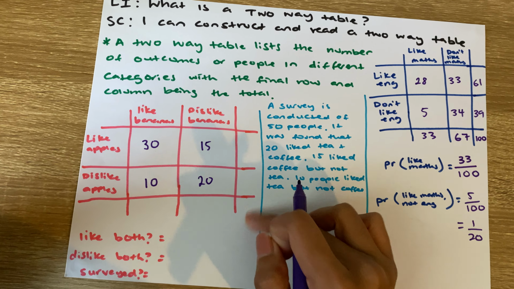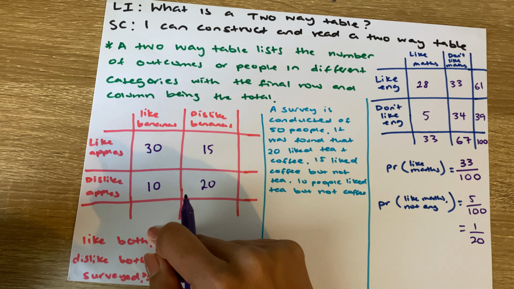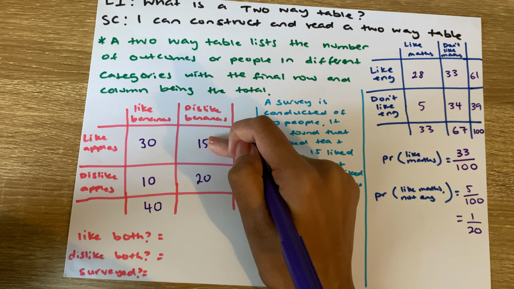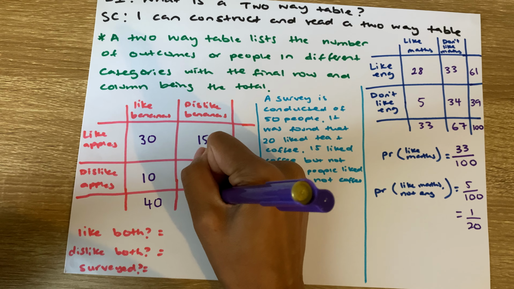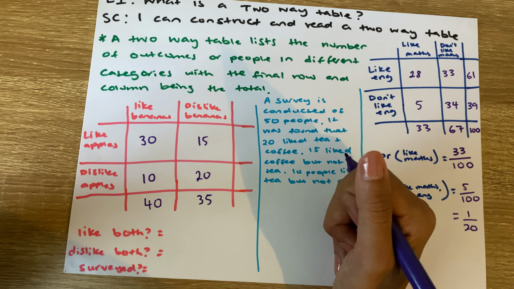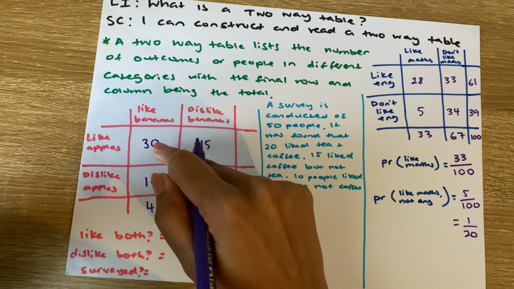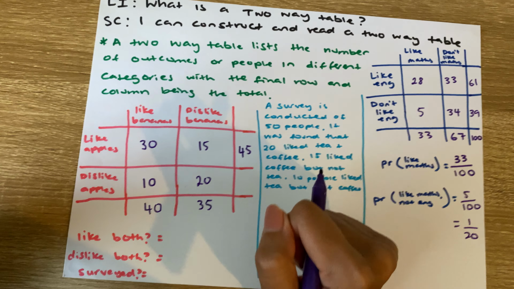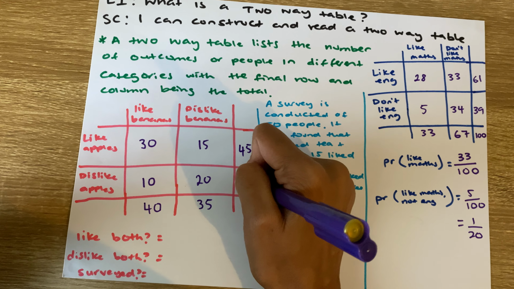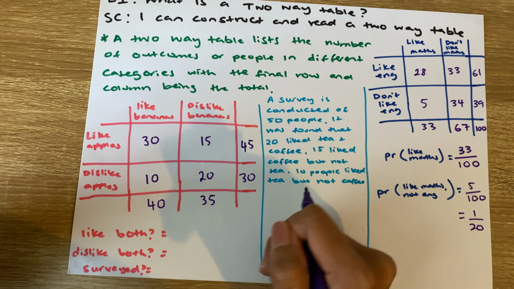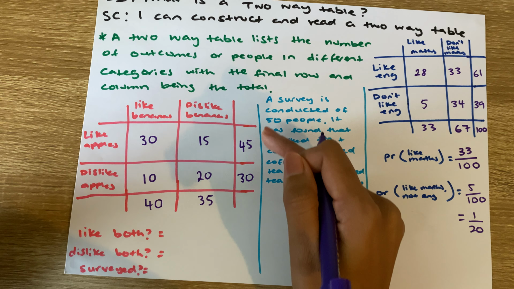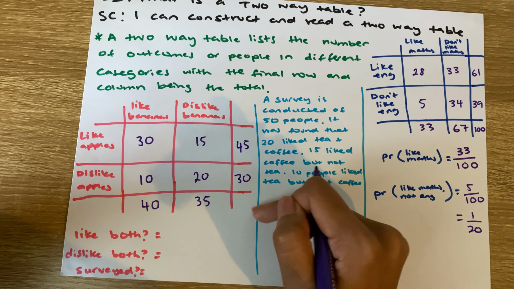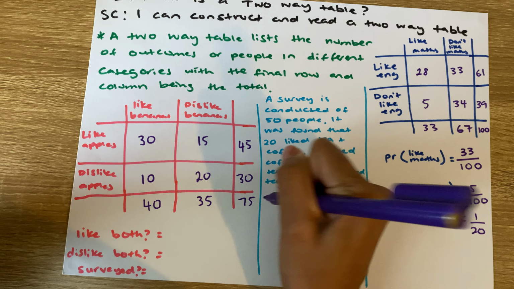Now remember, we can fill out our totals by adding our rows and adding our columns. So 30 plus 10 means there were 40 people that liked bananas. 15 plus 20 means there were 35 people that disliked bananas. 30 plus 15 is 45, which means there were 45 people that liked apples. 10 plus 20 is 30, which means there were 30 people that disliked apples. We can figure out the number of people that we surveyed by adding these two numbers up. So 45 plus 30 or 40 plus 35 will both give us the same answer of 75.